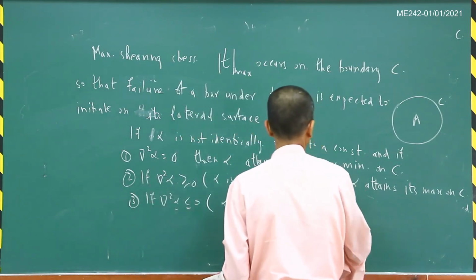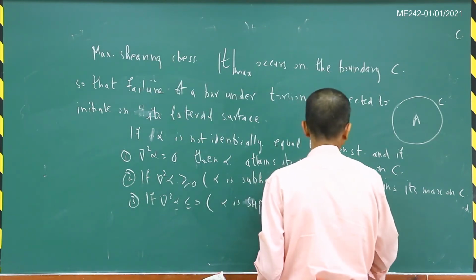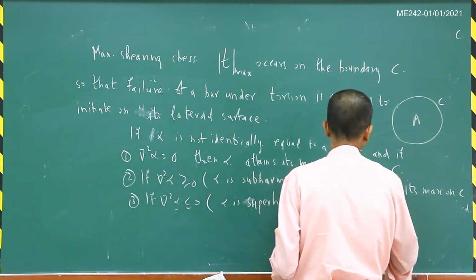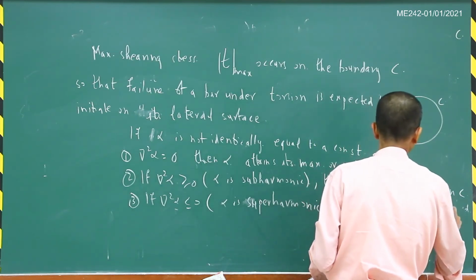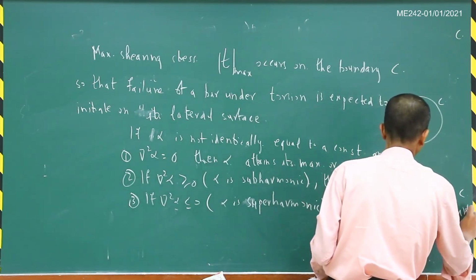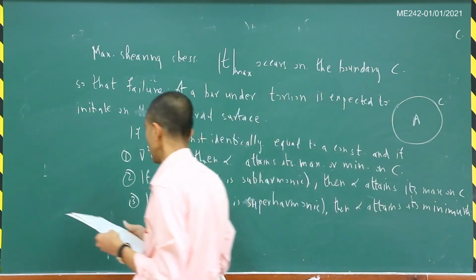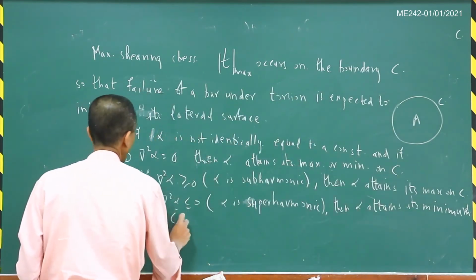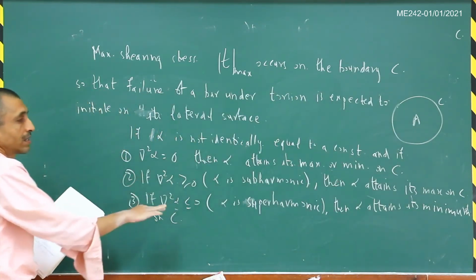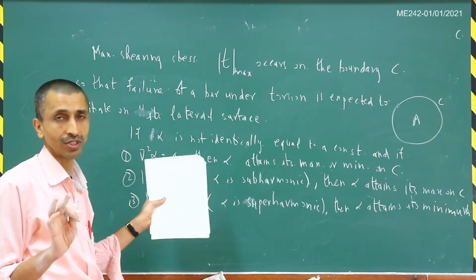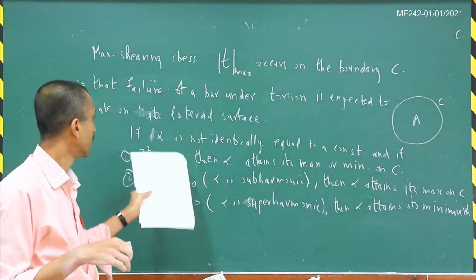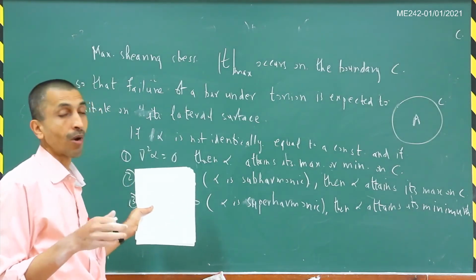Then alpha attains its minimum on C. So you have to remember that this is just a result from maths. Okay, this alpha is just some mathematical function, and so this result is from optimization here.